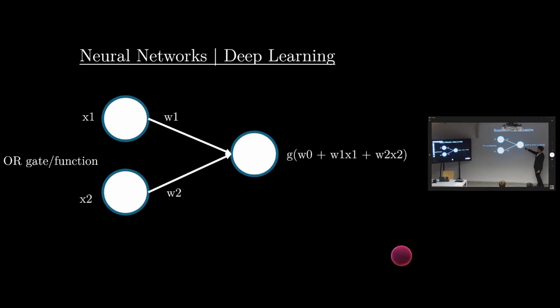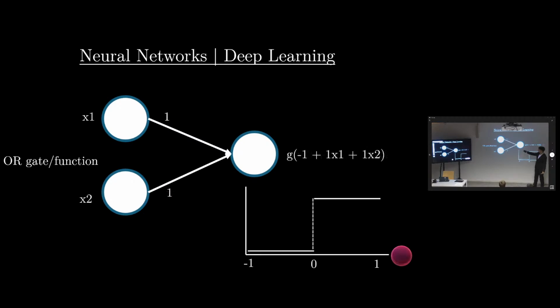We're going to give W1 and W2 the values 1 and 1, and we're going to give W0 minus 1. And as an activation function, we're going to use our step function. So for example, if I input 0, 0 in the OR function, it should give me 0. That's true, because when I input 0, 0, I get minus 1 plus 0 plus 0, and minus 1 is below the threshold, so it outputs 0.